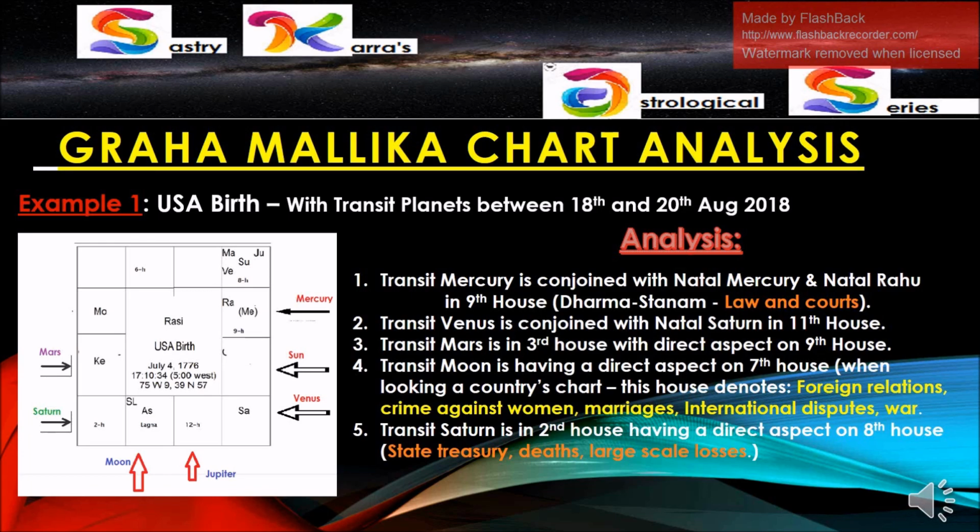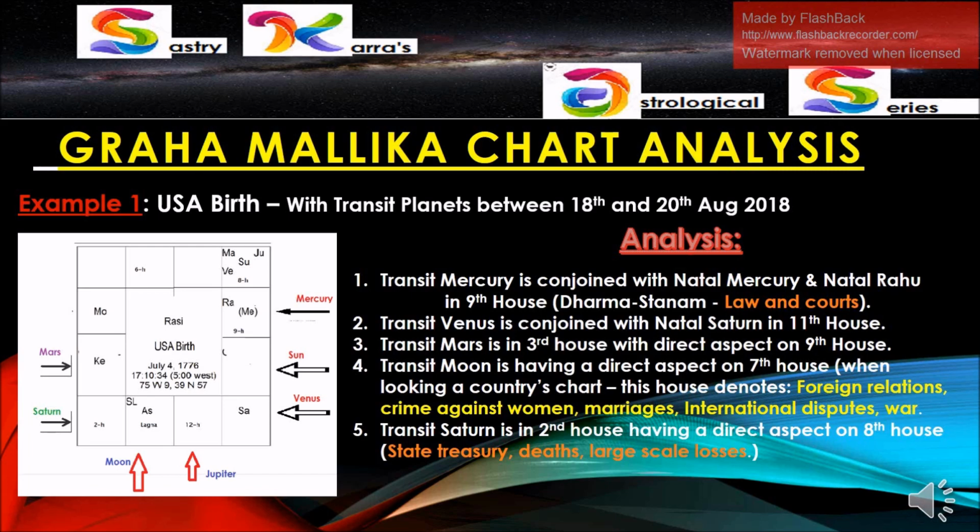So now Moon, the 9th house lord, is directly looking at the 7th house. So something pertaining to the foreign relations, crime against women and international disputes is going to happen, and that might be through law or court's decisions. That something is going to happen when Moon is in there on 19th August.